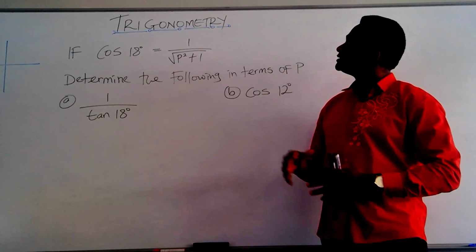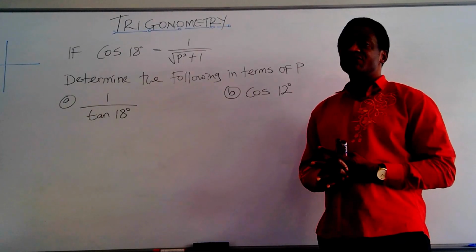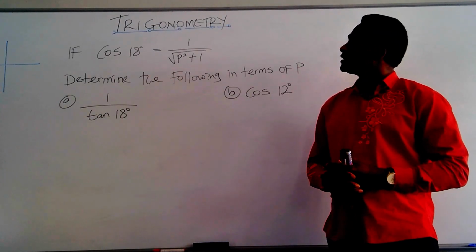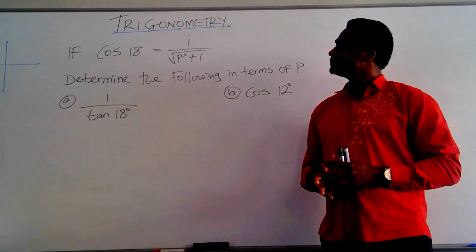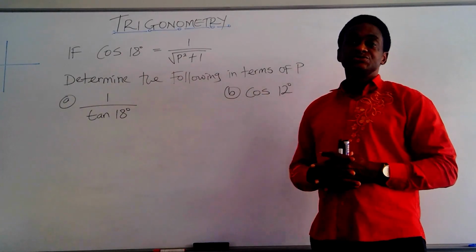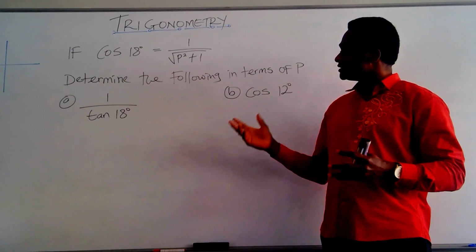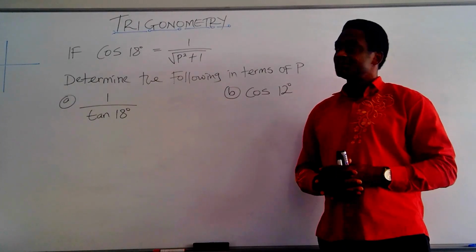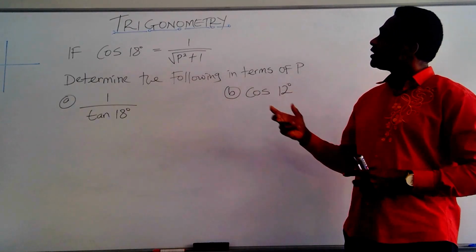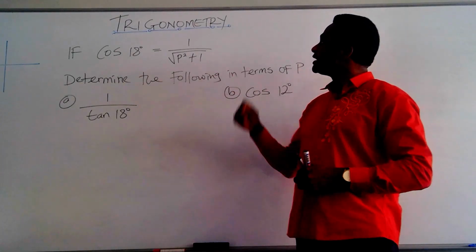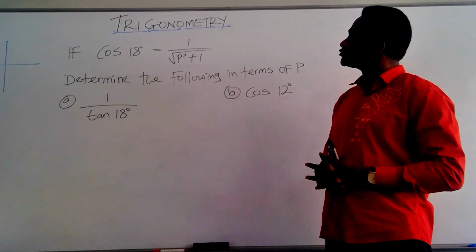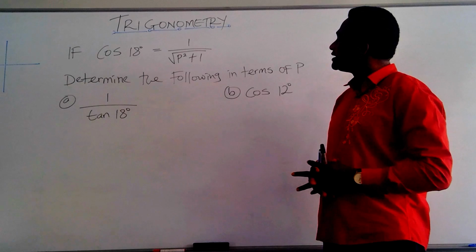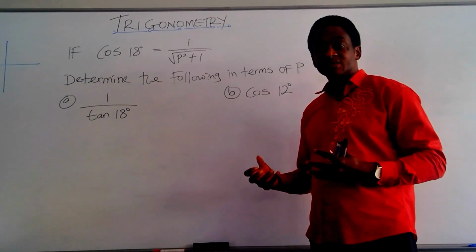Okay, today we'll be looking at trigonometry involving the reduction formula, and we'll use this question to explain the details and how we approach such problems. Now we have: if cos of 18 is equal to 1 over root p squared plus 1, they're asking us to determine the following in terms of p.